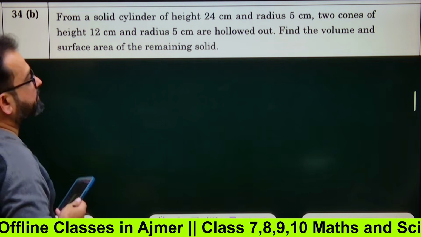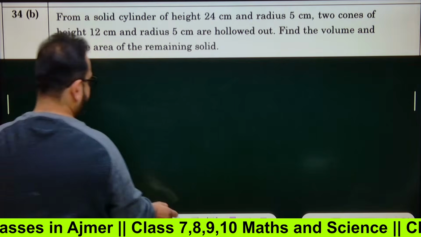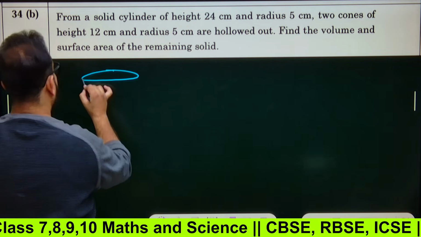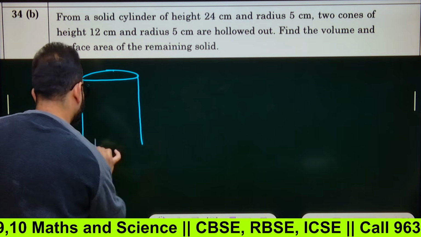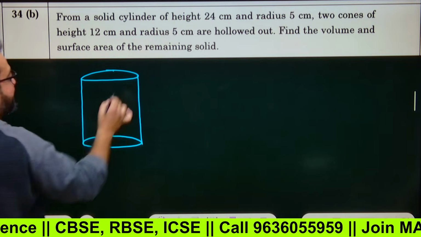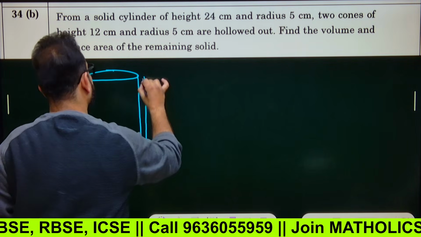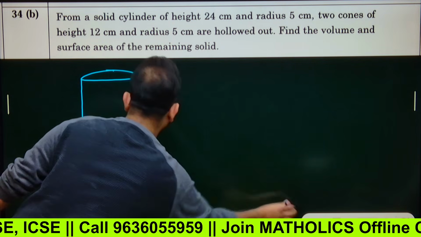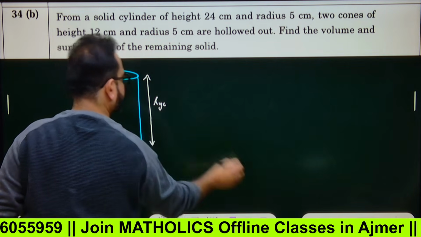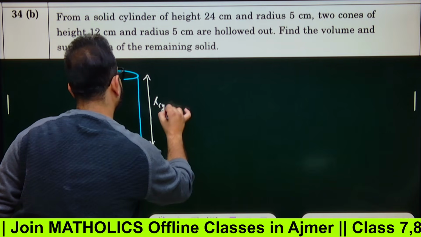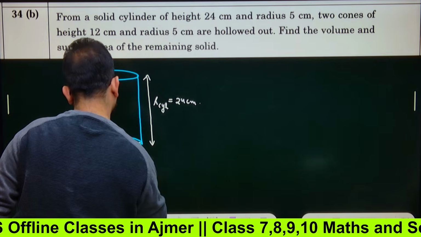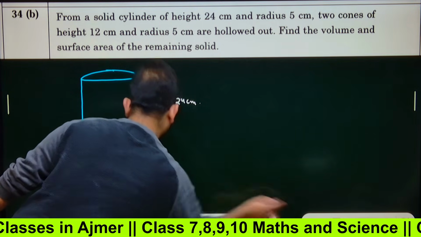From a solid cylinder of height 24 centimeter and radius 5 centimeter. Let's say this is a solid cylinder. You have to draw diagrams neatly and clearly. Height of the cylinder, you have to write like this. Cylinder height equals 24 centimeter, and this radius equals 5 centimeter.